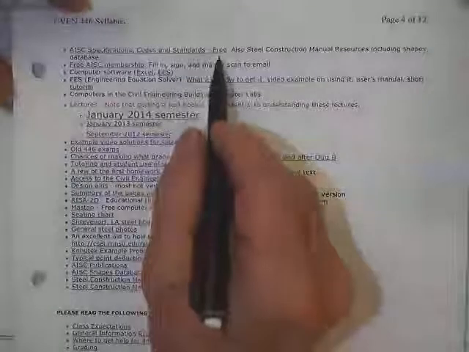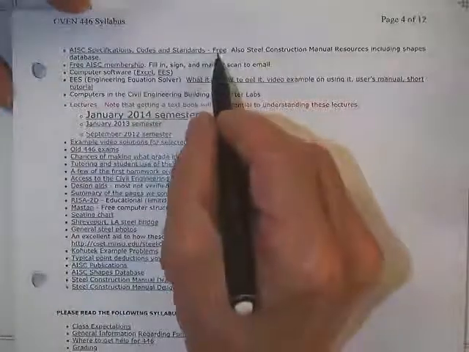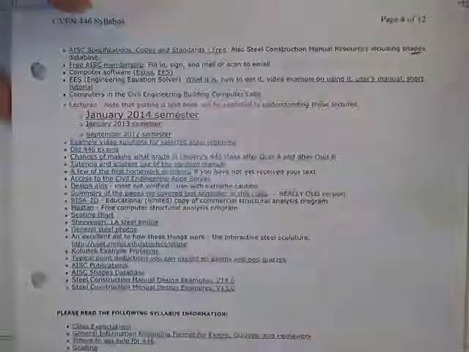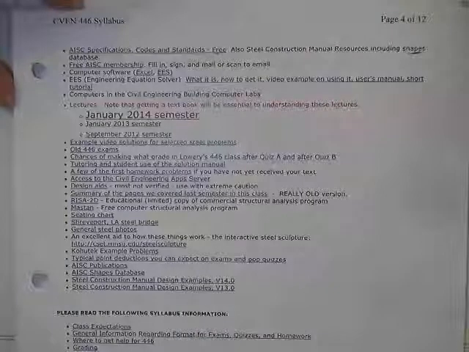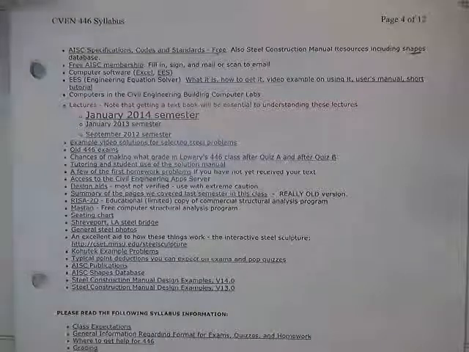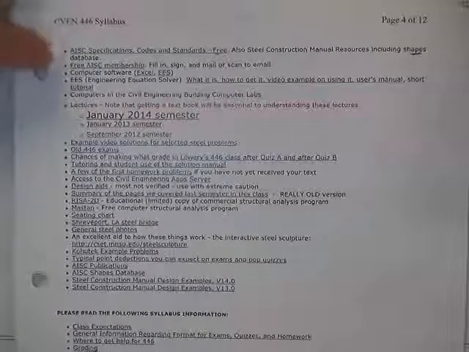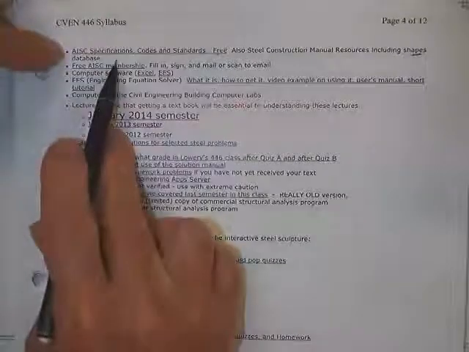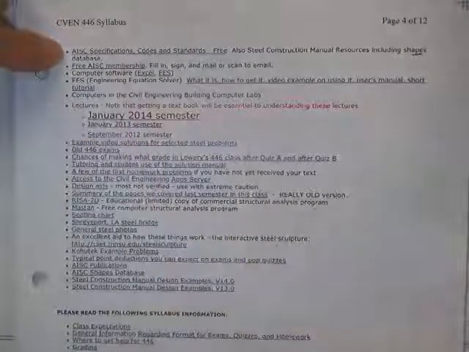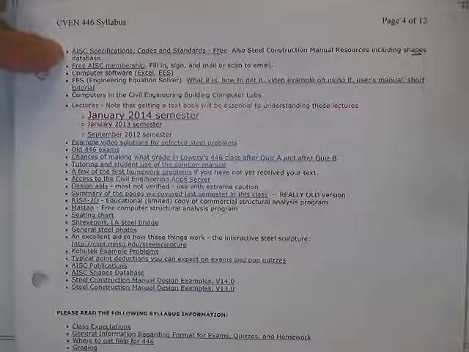AISC specification, codes and standards. There is a piece of the book that we were just talking about, this manual. It's free. You can click here and download it. It also includes the shapes database. For example, it tells you the properties of a W10 by 52, something like that. It doesn't have a lot of the user's aids in there that you really need, or we wouldn't bother. We would just download the free part of it. But the specifications themselves, telling you how they expect you to analyze the structure and what it has to do, that's free to the public.